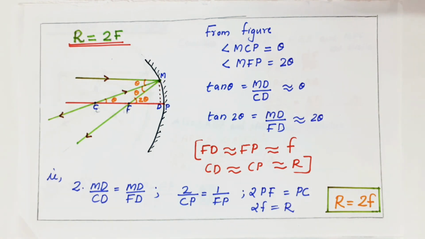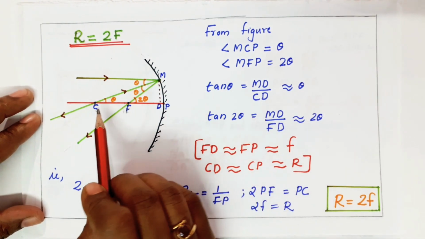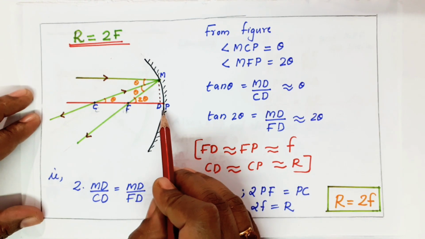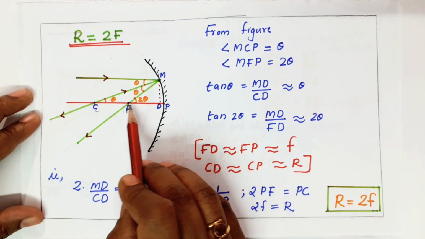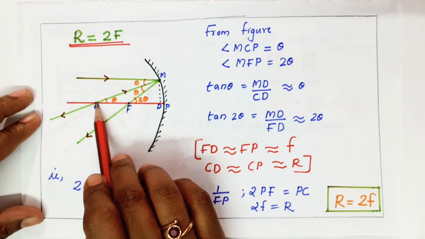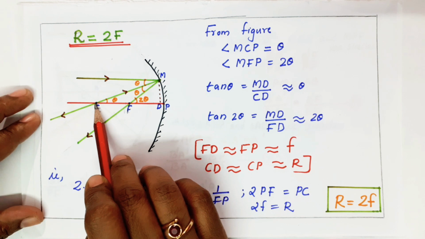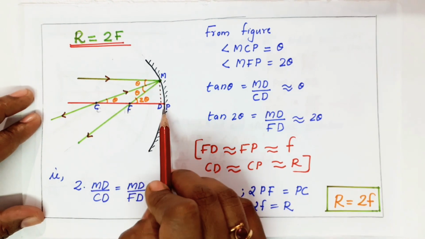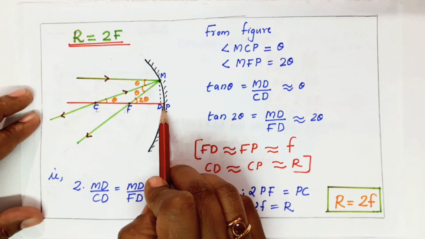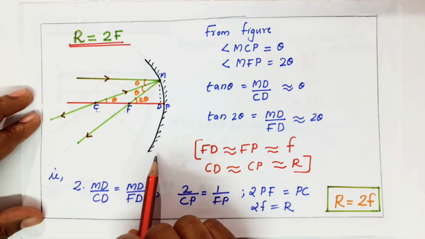See this diagram. In this diagram, I have drawn a concave mirror. This red line is called the principal axis. These points are called pole, focus, and center of curvature. The center of the spherical mirror is called the center of curvature. F is called the principal focus. P is called the pole. This is a concave mirror.